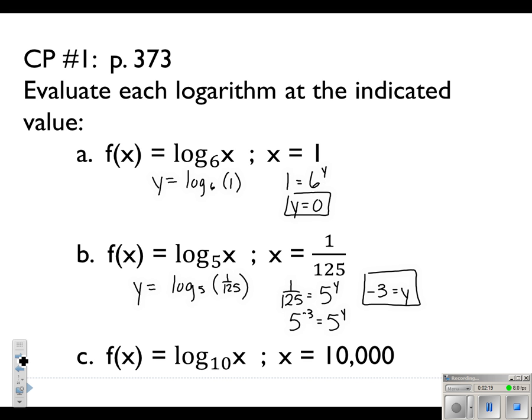Third one, f of x equals the log base 10 of x if x is equal to 10,000. So log base 10 of 10,000 is equal to y, which can be rewritten as 10,000 equals 10 to the y power. Well, 10,000 is 10 to the 4th. So for this problem, 4 must equal y.